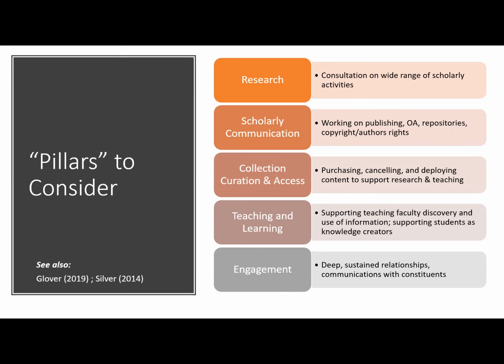Also, there's a recent book chapter by John Glover in 2019. It's in your bibliography, and an article by Isabel Silver from 2014 that are really, really useful in just listing the kinds of things that liaisons do. And you will find some things that you do in there, and of course, other things that you probably don't do in your role.